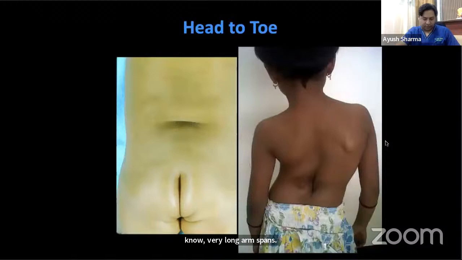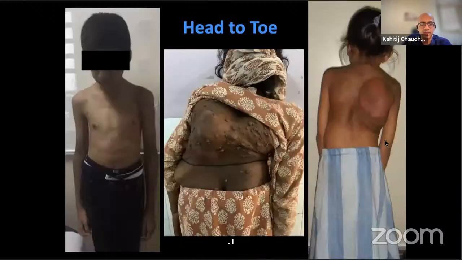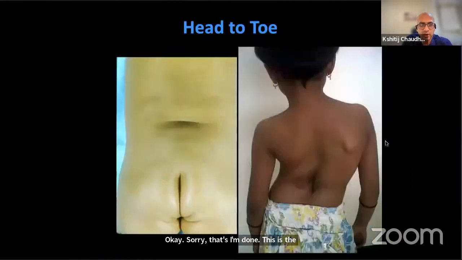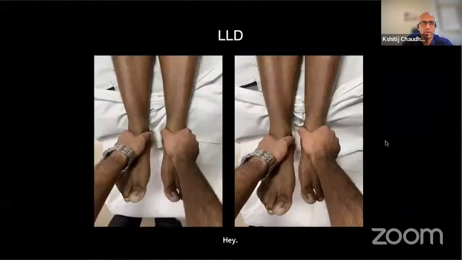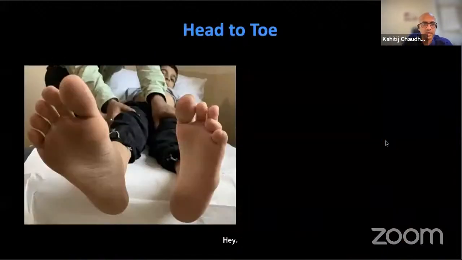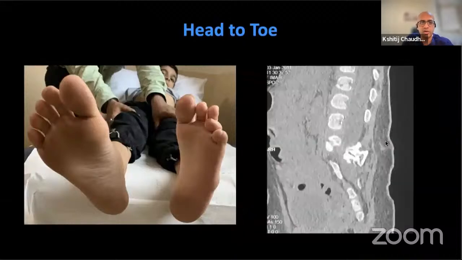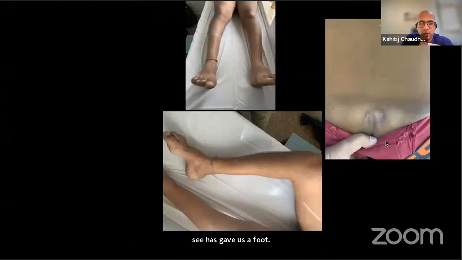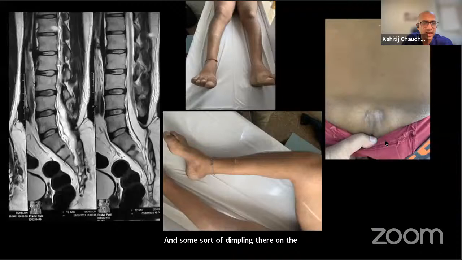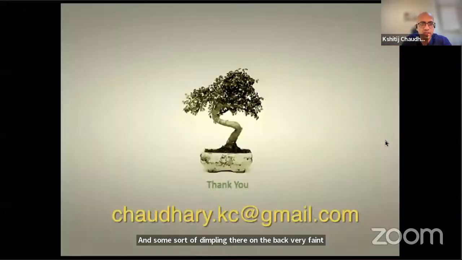hyperactivity. These are signs of intradural problems like split cord malformation. This is neurofibromatosis, limb-length discrepancy. Left side foot is smaller than the right side foot. This patient had diastematomyelia. This patient, you can see, has cavus foot and some sort of dimpling there on the back, very faint, but then has a tethered cord on the MRI. You can see that tethered cord here.